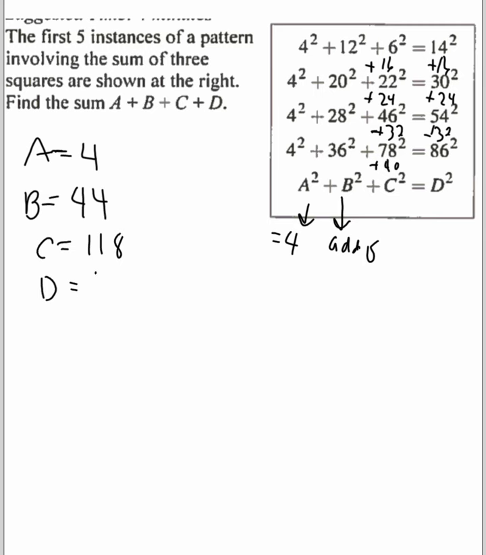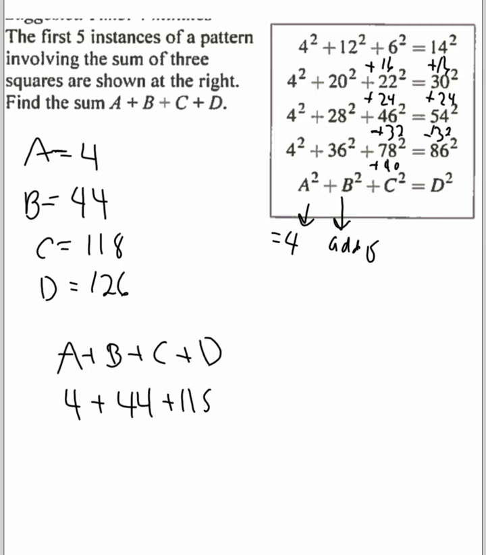All right. So then all you need to do is find A plus B plus C plus D, so add those. 4 plus 44 plus 118 plus 126, and you get 292. As I said, I was really impressed with the number of you that got that, because it wasn't necessarily easy to find those patterns. So good job if you were able to be thinking about that one.